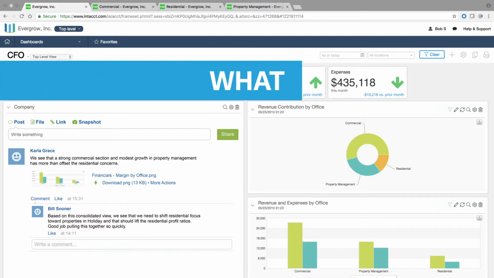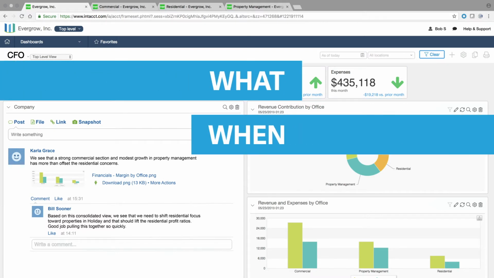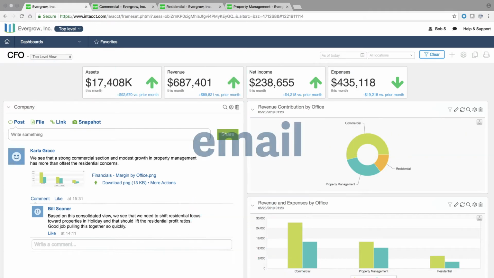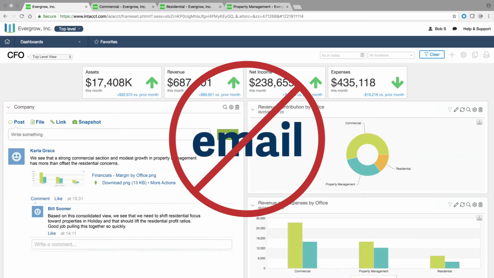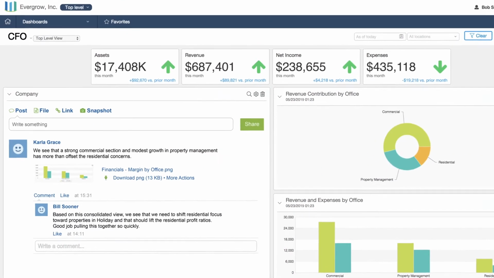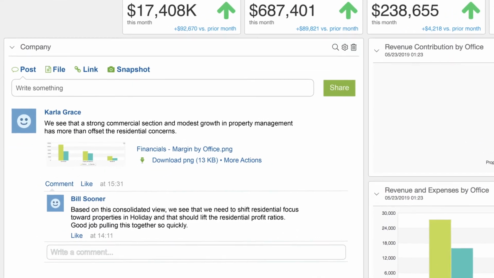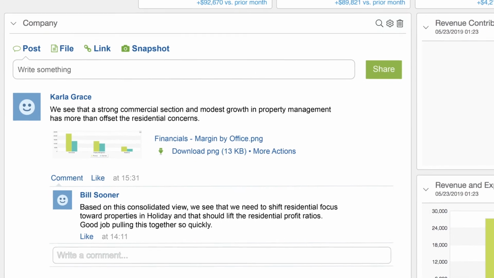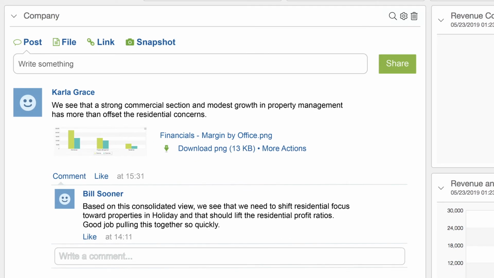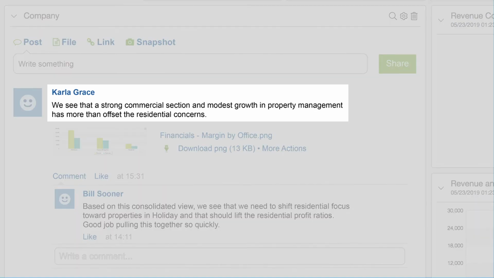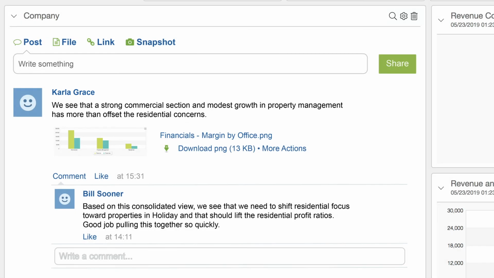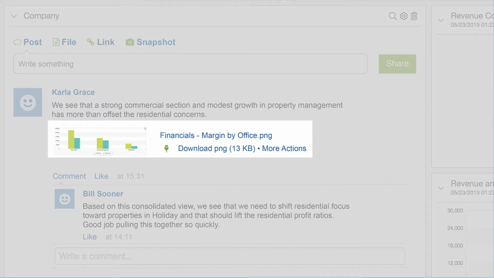Beyond tracking what you did and when you did it, it's important to track why you did it. Rather than relying on emails, Intacct provides a consistent front-to-back office compliance tool. You collaborate on decisions and then document those decisions in the context of the financial records they relate to. Note the CFO's comment. We see that a strong commercial section and modest growth in property management has more than offset the residential concerns. Notice the included snapshot of the graph now permanently stored as part of the conversation.